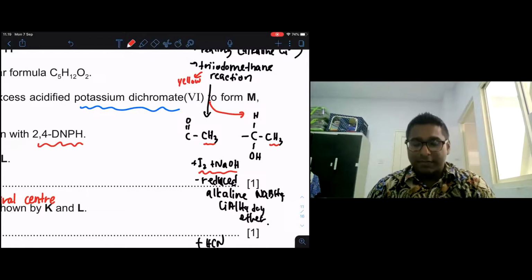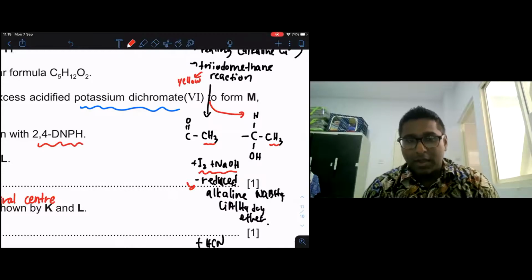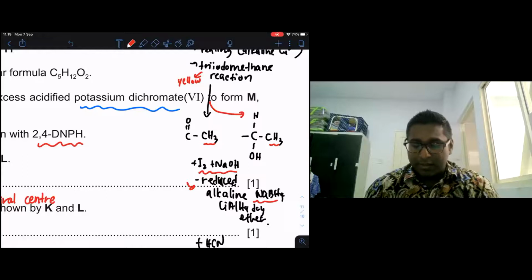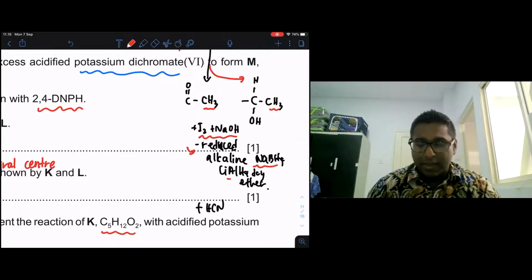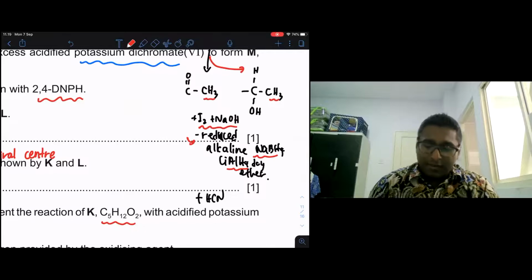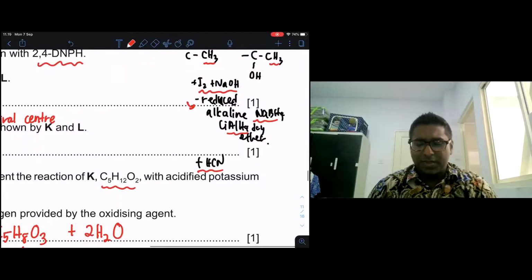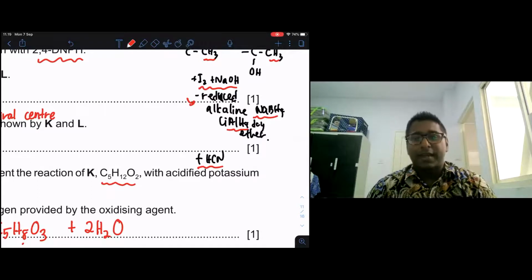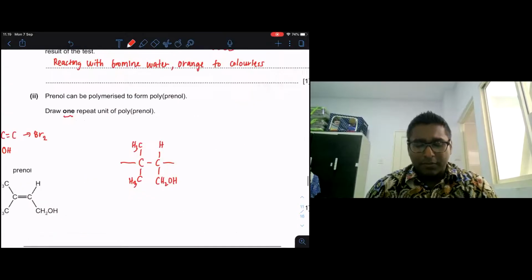The last reaction for carbonyl compounds is that they can be reduced. Aldehydes can be reduced to become primary alcohol. If you have ketone, it will be reduced to become secondary alcohol. How to reduce them? You can use alkaline NaBH4 or LiAlH4 in dry ether. There is another reaction, which is a nucleophilic addition reaction with HCN. You need to know the mechanism. All this I have covered in the video, so please go through that.